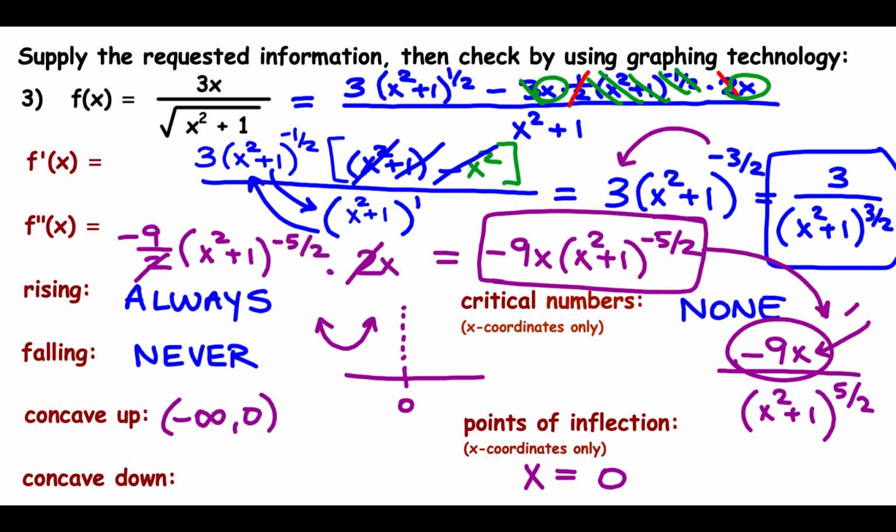And if you try a number into this x that's greater than 0, you're going to get negative 9 times something positive. Negative times positive is negative. That's concave down. And concavity is always curly parentheses, not hard brackets. So x equals 0 was a point of inflection.